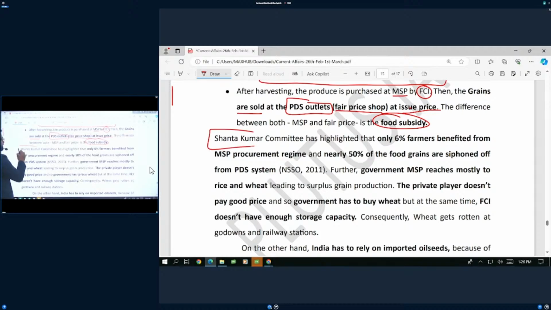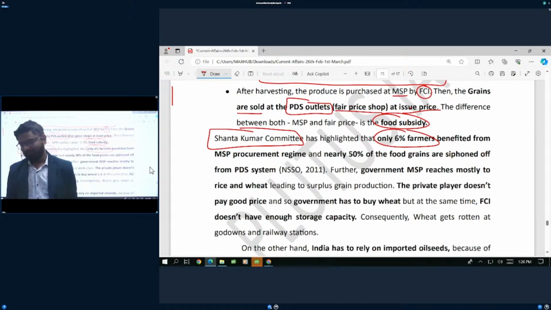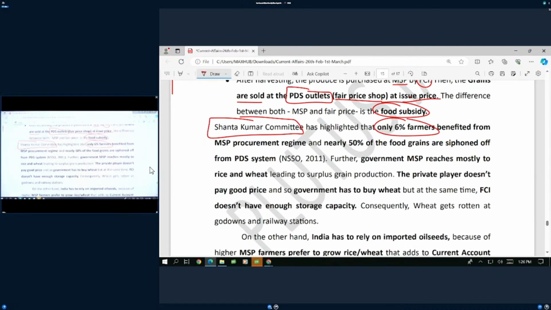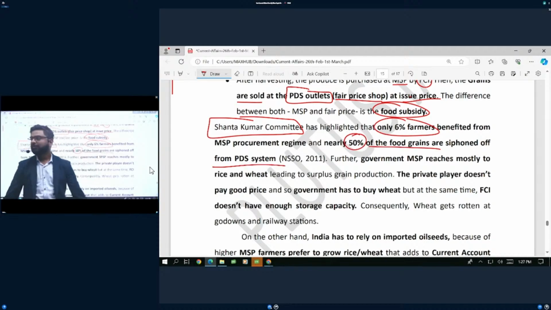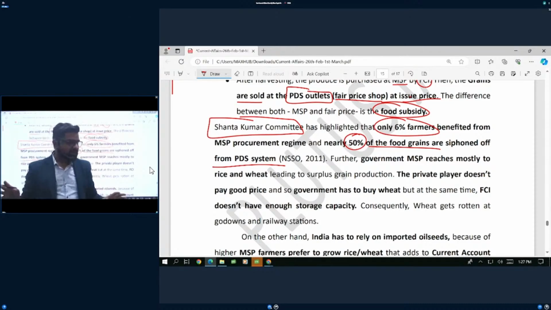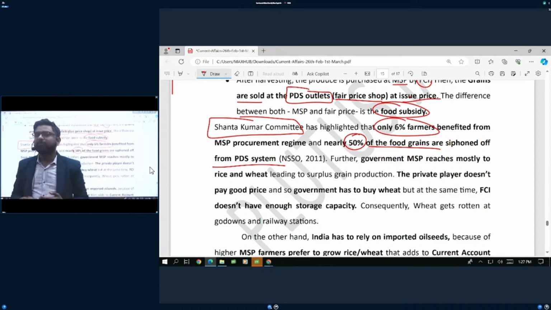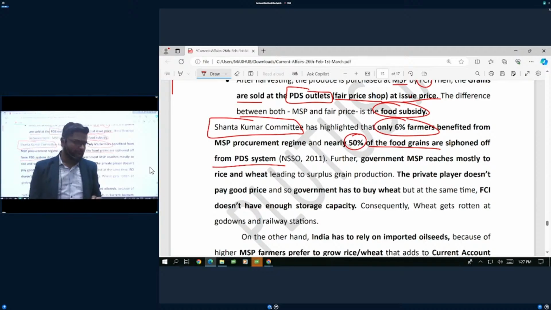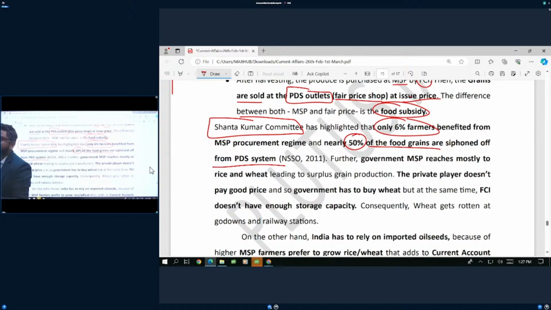ये इसलिए चल रहा है, अकॉर्डिंग टू संता कुमार कमेटी अपॉइंटेड बाय द गवर्नमेंट ऑफ इंडिया, ओनली 6% ऑफ द फार्मर्स आर बेनिफिशियरी ऑफ एमएसपी, पर्टिकुलरली इन पंजाब एंड हरियाणा। इसलिए आप देखिए फार्म प्रोडक्ट्स मेनली कौन कर रहा है, पंजाब एंड हरियाणा कर रहा है, बिकॉज दे आर द बिगेस्ट बेनिफिशियरी ऑफ एमएसपी। So 6% of farmers get the MSP, and 50% of the food grains are siphoned off in the PDS system. So only 6% of farmers get MSP, and whatever food grains I procure, 50% black market ho jata hai. It's too high. This has been highlighted by Santa Kumar committee.